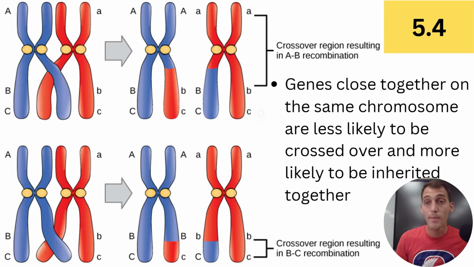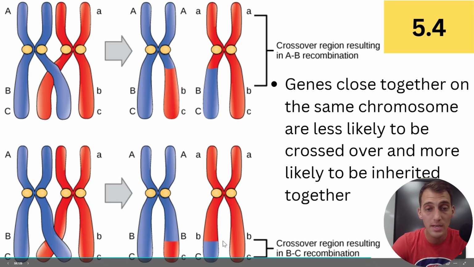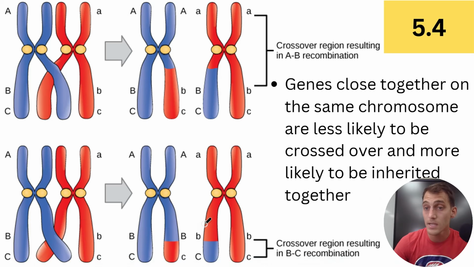Okay, and this ties back to crossing over. We talked about crossing over in 5.2. As I put here, genes close together on the same chromosome are less likely to be crossed over and more likely to be inherited together, right? So check out B and C over here. This top scenario over here is more likely to happen than this bottom scenario over here because B and C are nice and close to each other, okay? This type of crossover here, where B and C are basically swapping places and getting switched over and recombined, is less likely to occur than if both of them got switched over together.